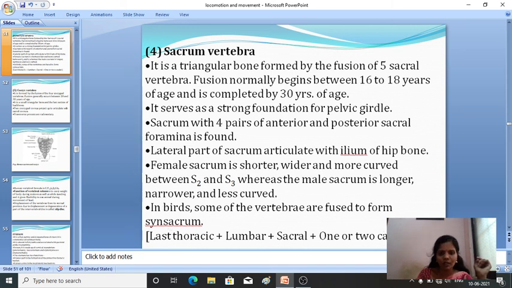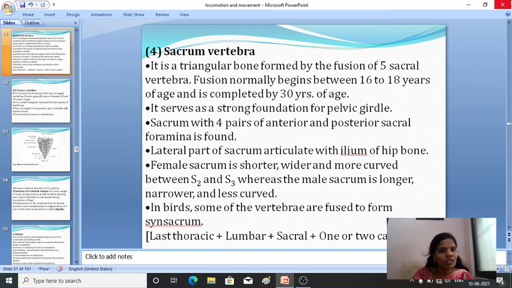So these are the different types which make up the sacrum vertebrae. Generally the fusion of 5 sacral vertebrae takes place: one is the last thoracic vertebrae, one is lumbar vertebrae, then sacral and 1 or 2 caudal. This fusion generally takes place between 16 to 18 years of age and is completed approximately by 30 years, which helps in providing the strong foundation of the pelvic girdle.